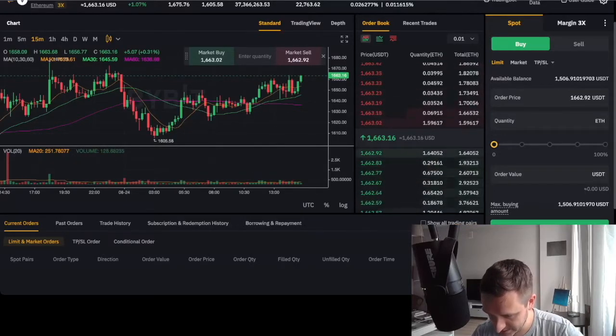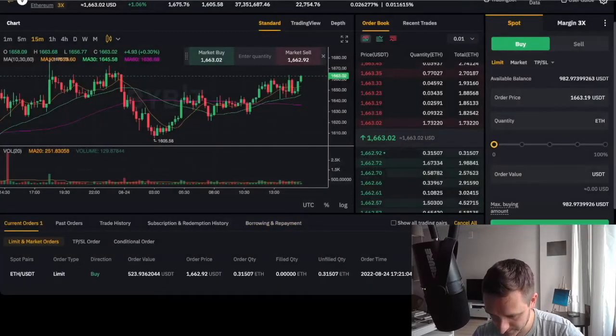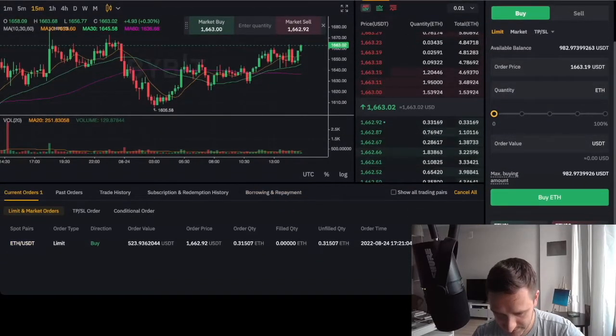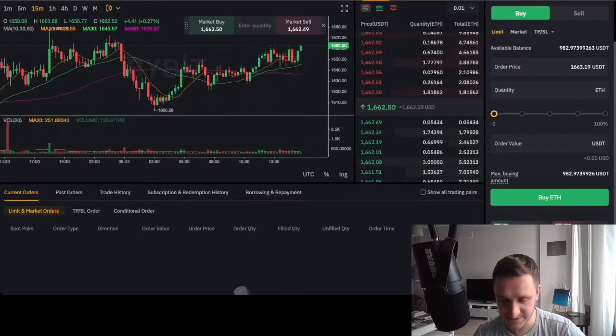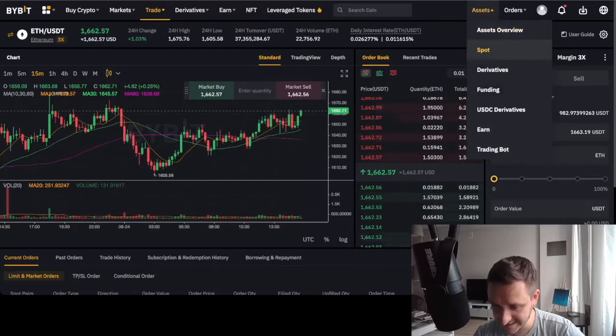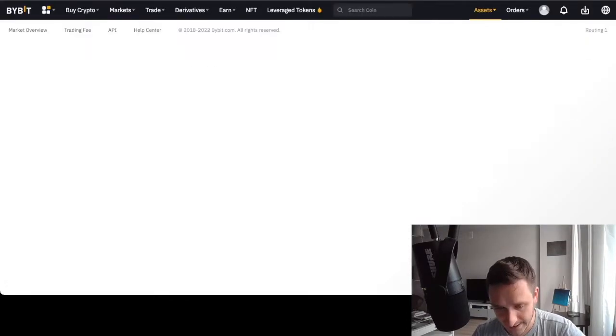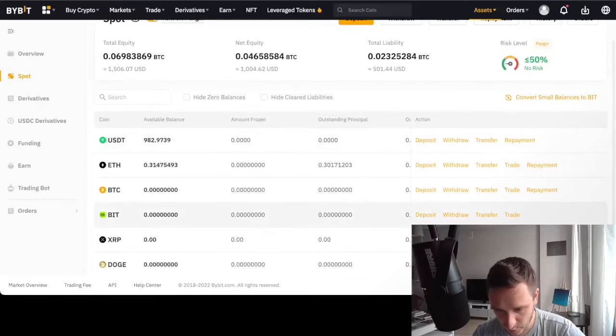So I take this price, and again, I want to have 0.31 ETH around that. Yeah, I'm going to buy. So this is the limit buy. Let me see. Yeah, and that was filled successfully, as you can see. So now what you can do is you can repay your debt. So you can go to the assets overview, or for example the spot. Let me just click on spot, and you will have a look over everything.